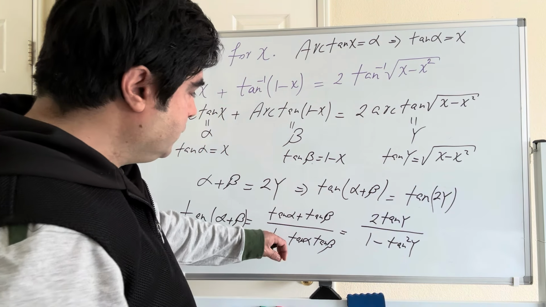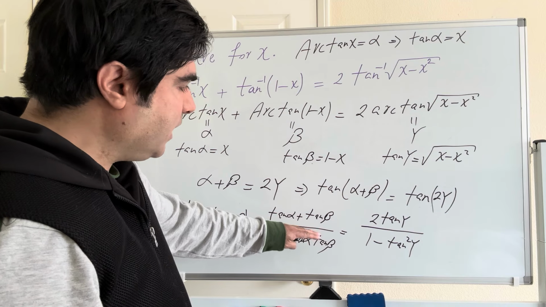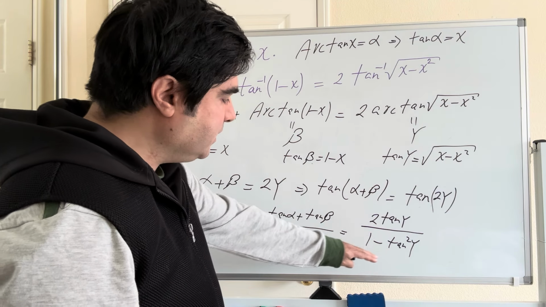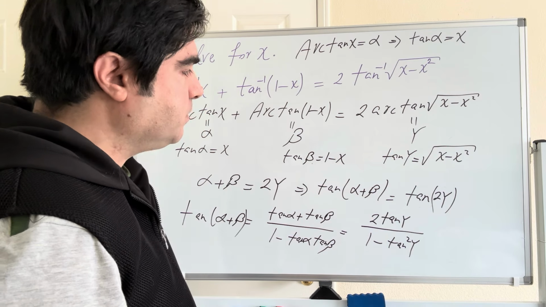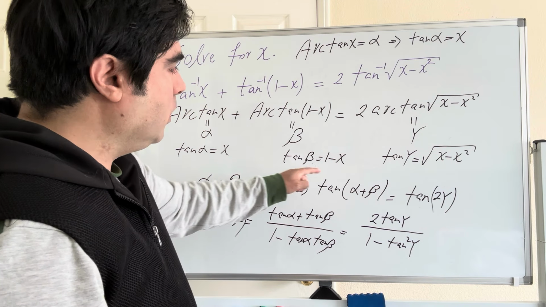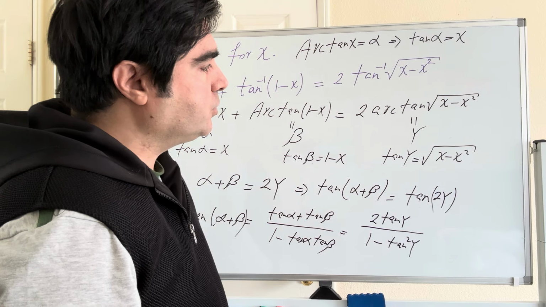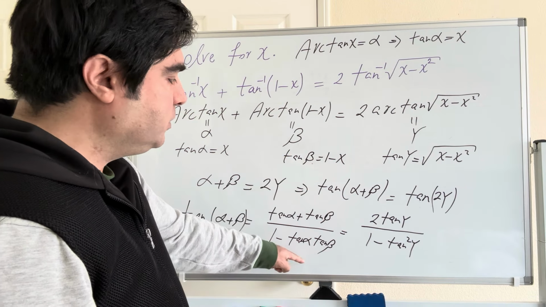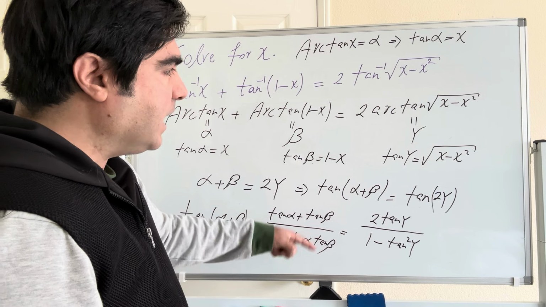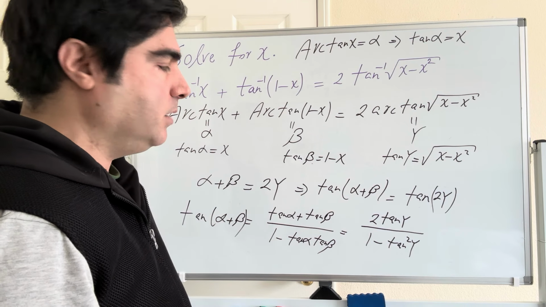So now, as you can see, we have tangent of alpha, tangent of beta, and tangent of gamma in this relationship, which are equal to their corresponding x, 1 minus x, and square root of x minus x squared. So all I need to do is substitute these back into this equation and solve it for x. And that's going to be our goal.